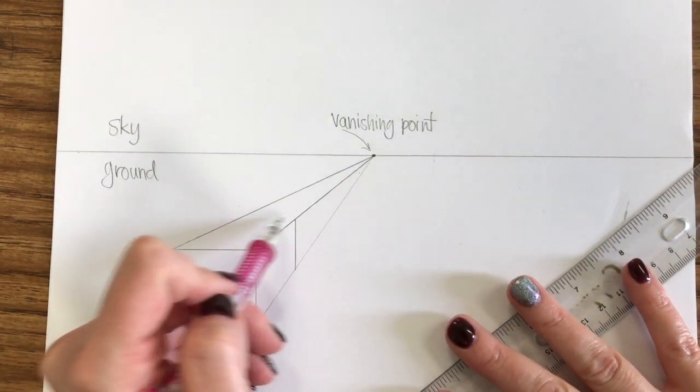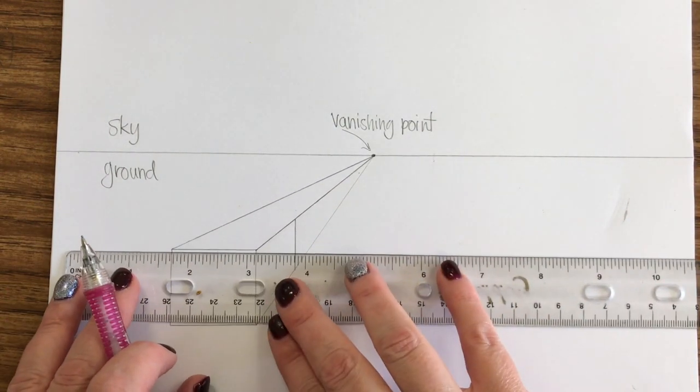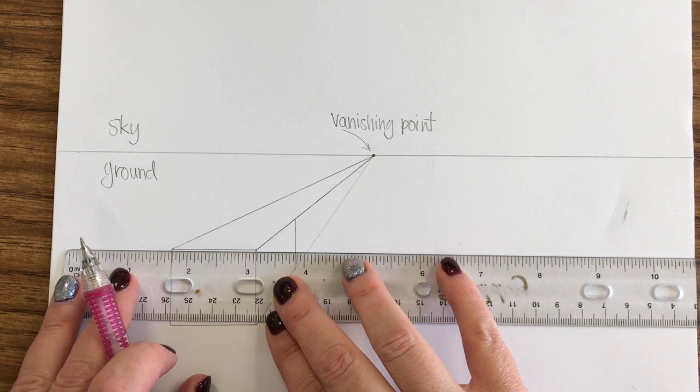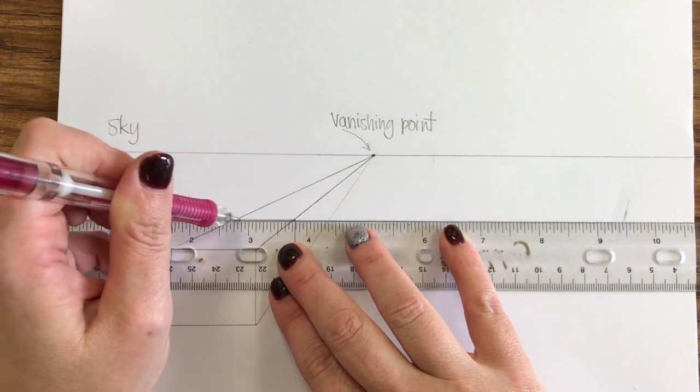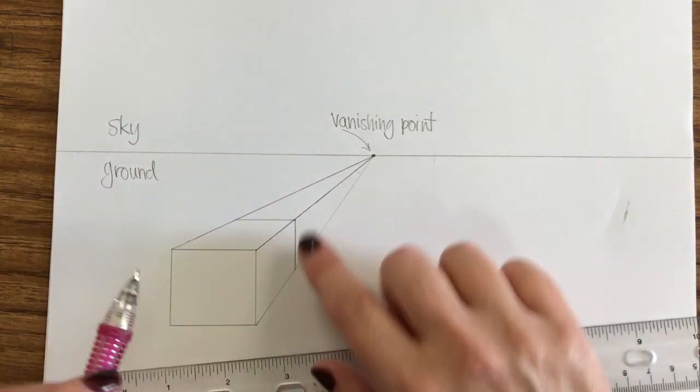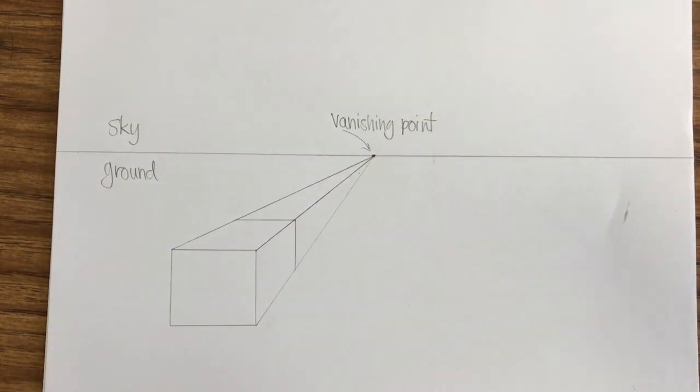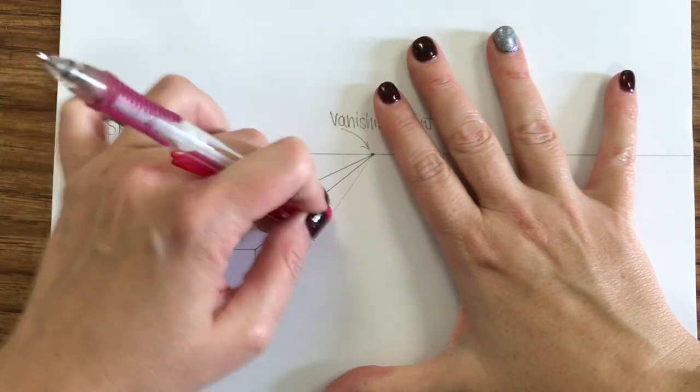So now I need to draw the top back edge. I'm going to do the same thing. I'm going to line my ruler up with the face of the shape, and I'm going to slide my ruler back. And when I hit that other corner, I'm going to draw my line across. And so now that shows the back of my shape.